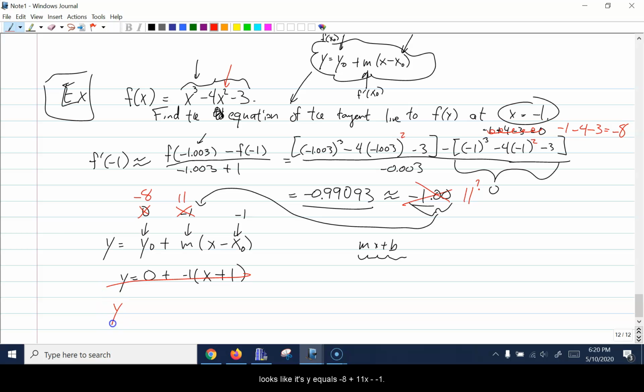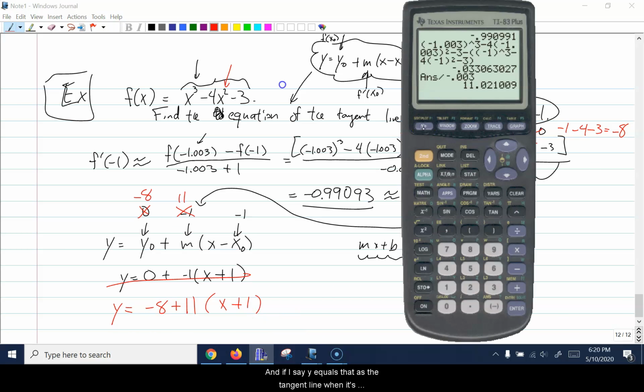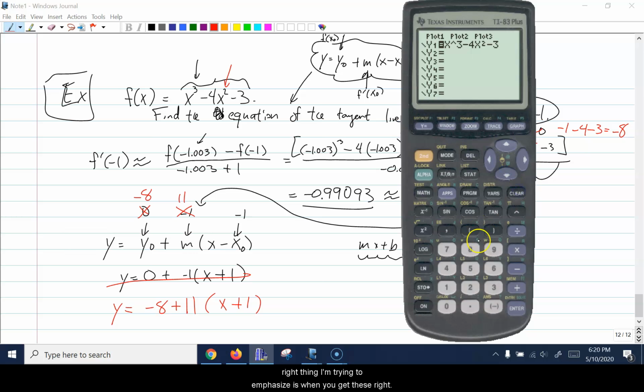So our tangent line looks like it's y equals -8 plus 11 times x minus -1. And if I say y equals that as the tangent line, the thing I'm trying to emphasize is when you get these right, it looks right. I hit graph. My graph at -1 should be just grazing that line, and hey, so it is.